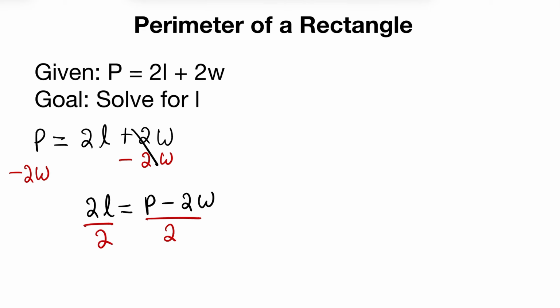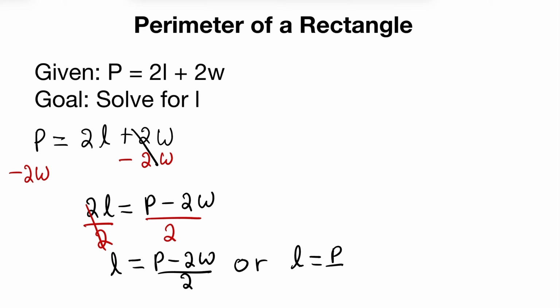Okay, so we notice that the 2's cancel out, and we're left with L equals P minus 2W over 2, or you can write it as L equals P over 2 minus W. All right, so either one is correct.